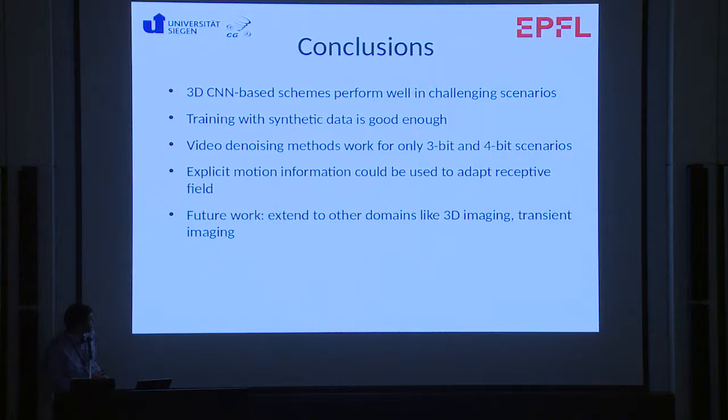For future directions, we currently have a fixed architecture, wherein we don't explicitly link with motion. So one could probably think of linking motion information and the spatiotemporal averaging or convolutional information to adapt according to whether it's a static or a dynamic part. Another possible direction would be to extend this for transient imaging or 3D time of flight calculations.